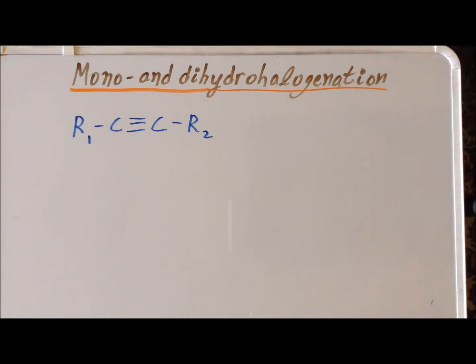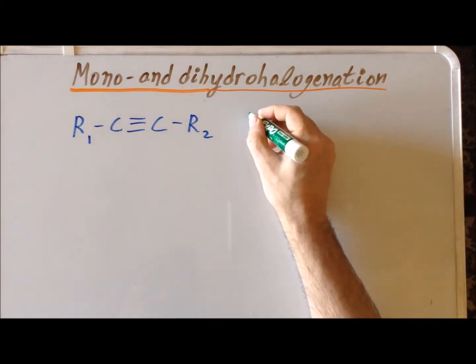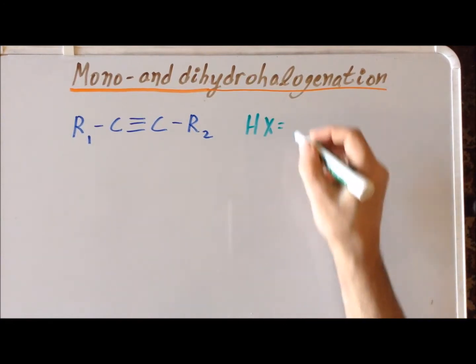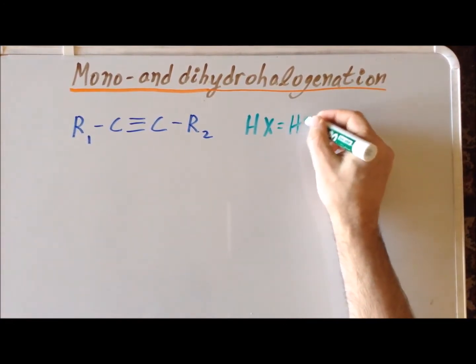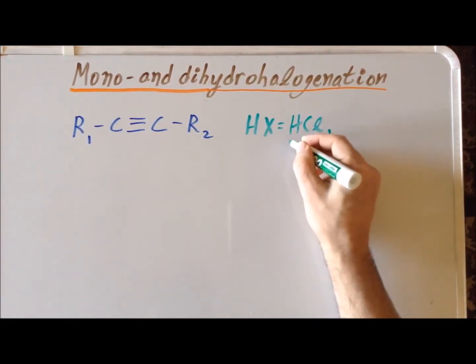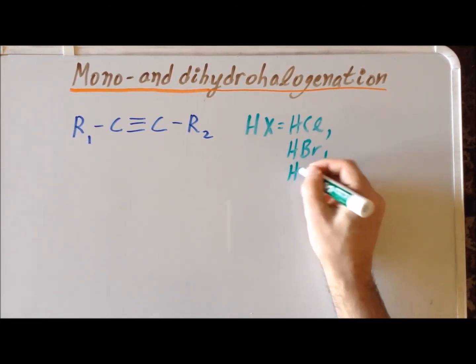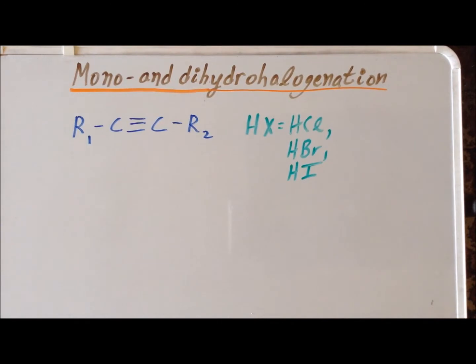The hydrogen halides, which we'll write generically as HX here, that are involved are the strong acids: hydrochloric acid, hydrobromic acid, and hydriodic acid. In this video, we are going to be particularly concentrated on HCl and HBr.